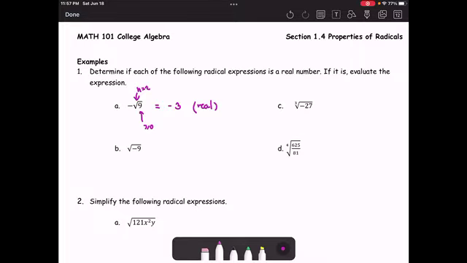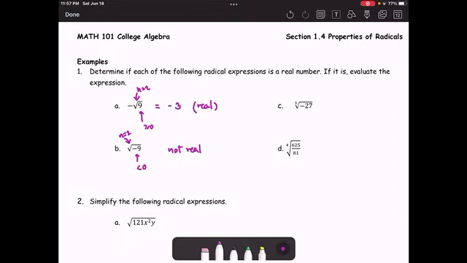The second one, or part B, the square root of negative 9. The index n is 2, which is an even number. The radicand is less than 0, so there is no real number that satisfies this expression.